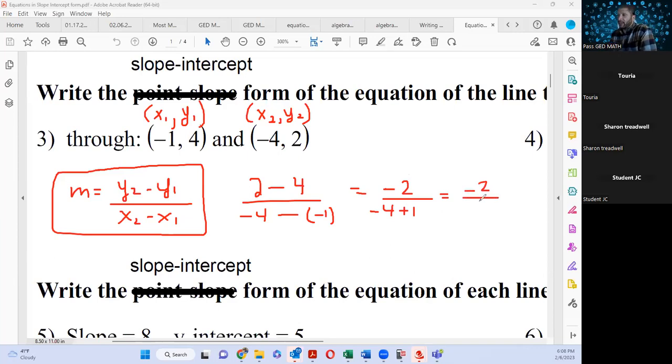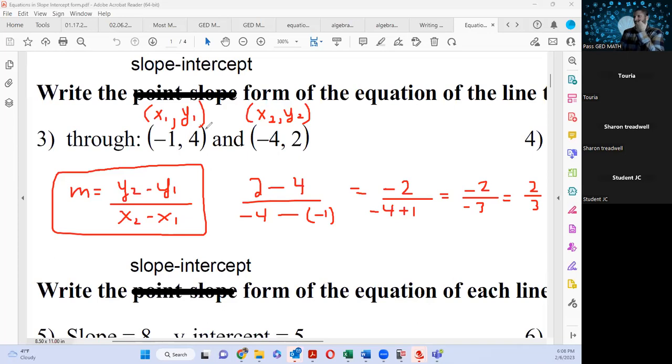And what is minus 4 plus 1? Negative 3. And 2 negatives make a what? Positive. So the slope of the line that passes through minus 1, 4 and minus 4, 2 is 2/3. So the slope is 2/3. Are we done?